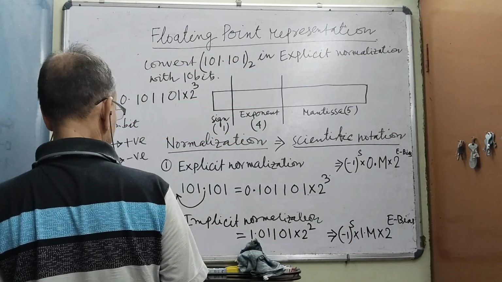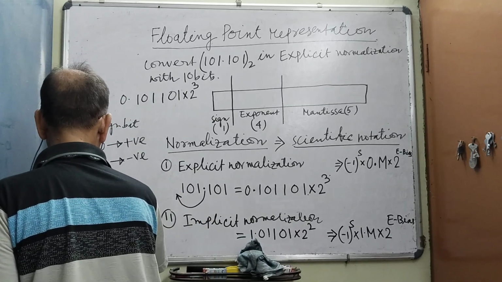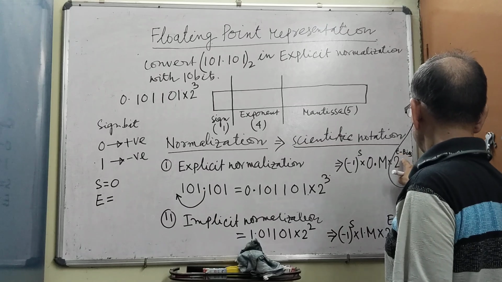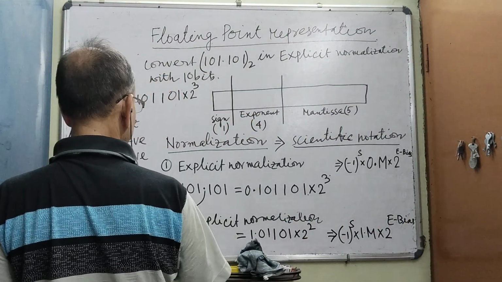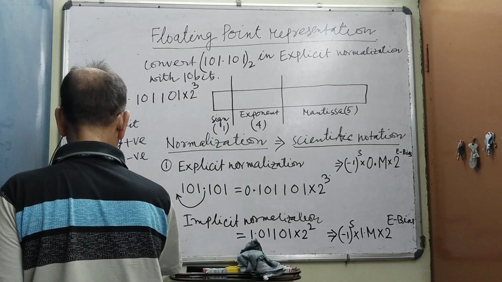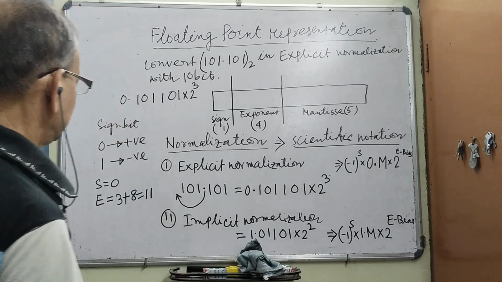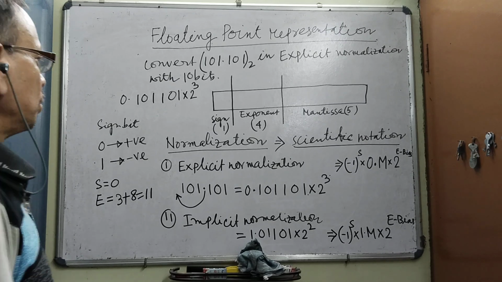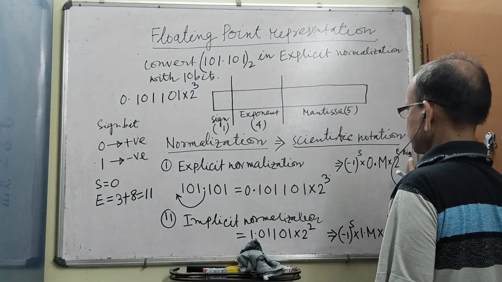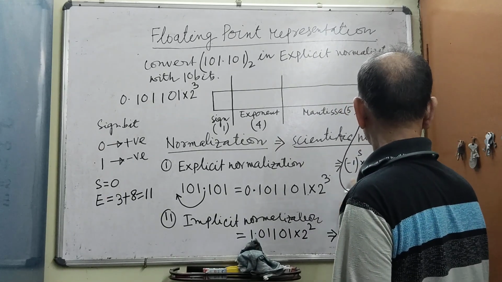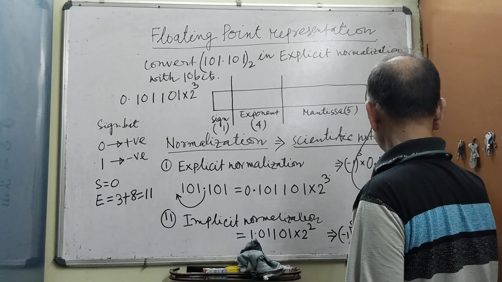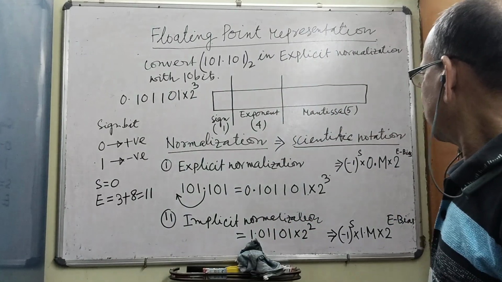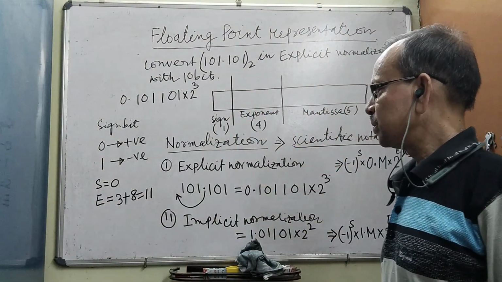Then E is equal to how much? And this is the main thing. E is equal to 2 to the power E minus bias. Here the number is 3, so 3 plus 8, that is 11. This is the bias. How will you get the bias as 11? Because 2 to the power E minus bias is equal to 2 to the power 3. Then E minus bias is equal to 3, that is E equals 3 plus bias. What is the bias value? 8, in case of the 4-bit exponent part. So 11.